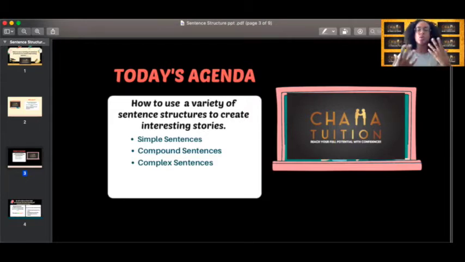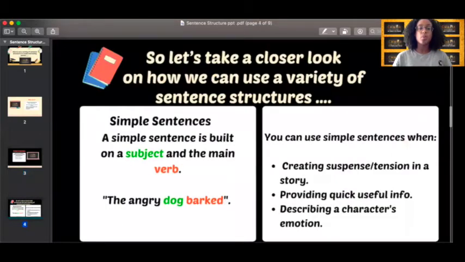And sometimes, when I say to a student, okay, you need to use a variety of sentence structures, they always stay quiet. And then when I test them to say, okay, do you know what I mean by a variety of sentence structures? Usually the answer is no, I do not know what you're talking about, in a polite way. It's really important that they know how to use a variation of sentence structures. So let's take a look at how we can use a variety of sentence structures.